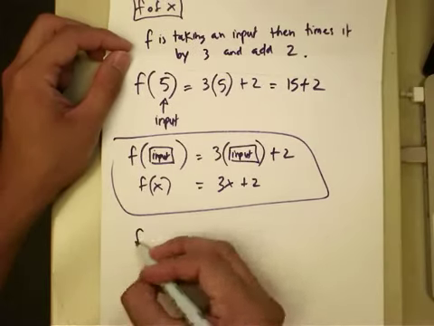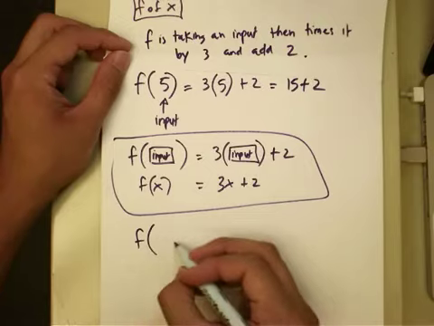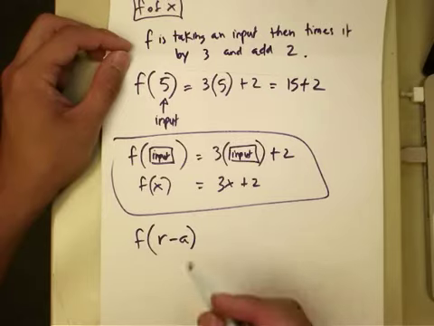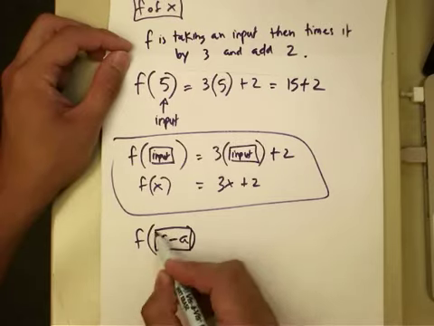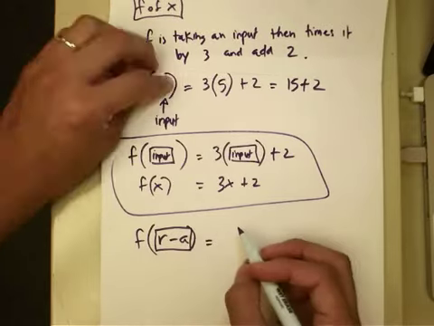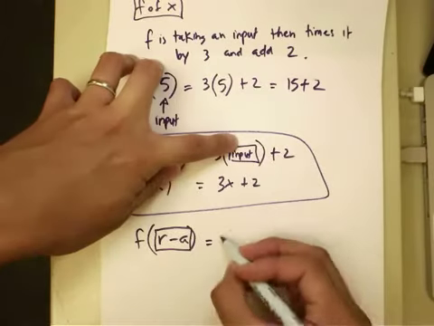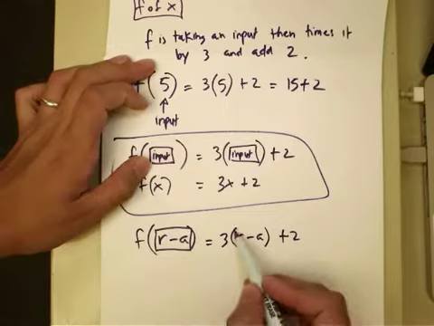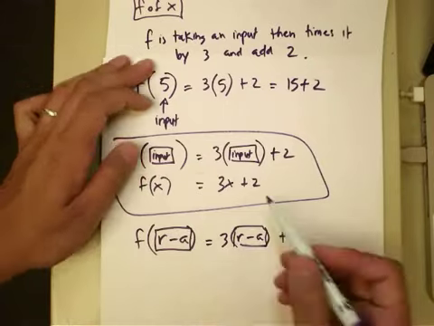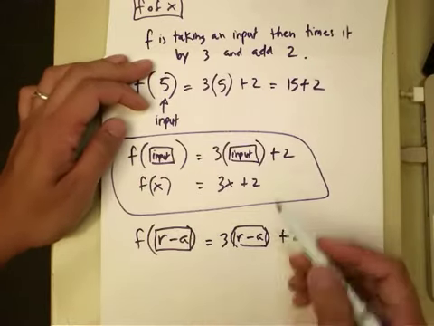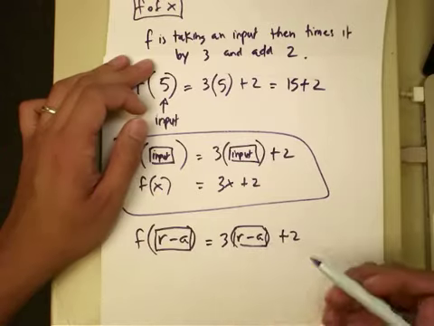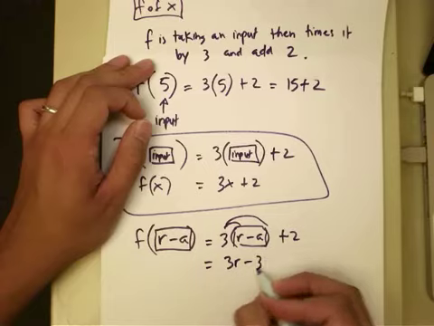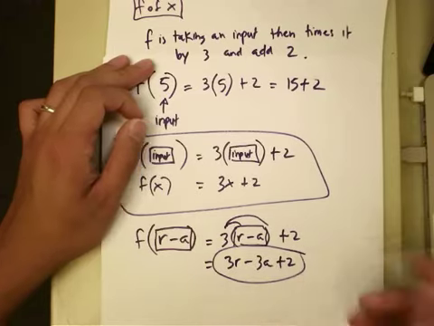So even if I give you an input of r minus a, I don't care what I give you. Just understand that this is the input, and every time you see an input, you plug it in here, times it by 3. You see how that works? Because the definition tells you to plug it into the input, times it by 3 plus 2. And you can simplify that way. Distribute, and that will be your simplified answer.